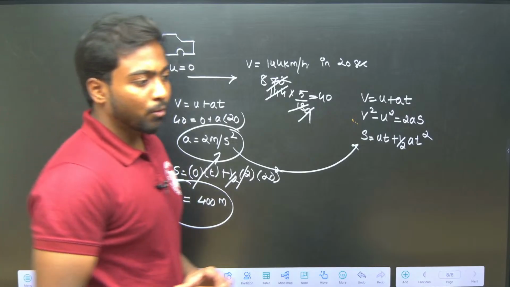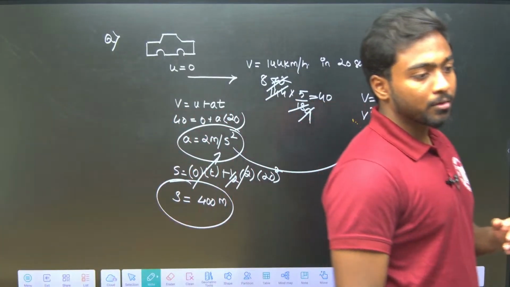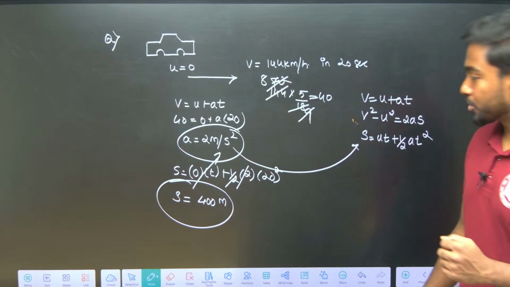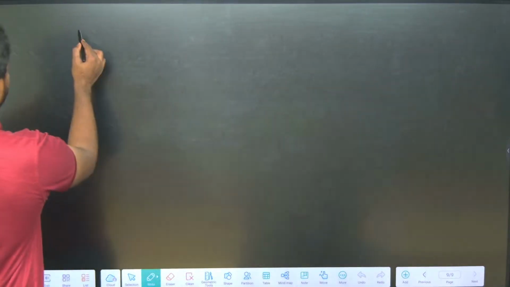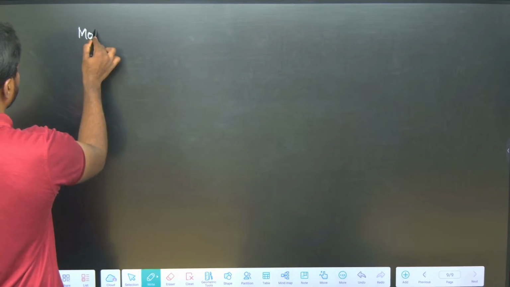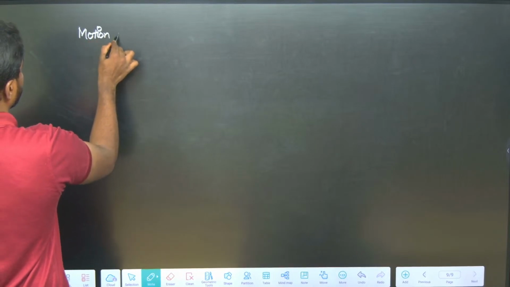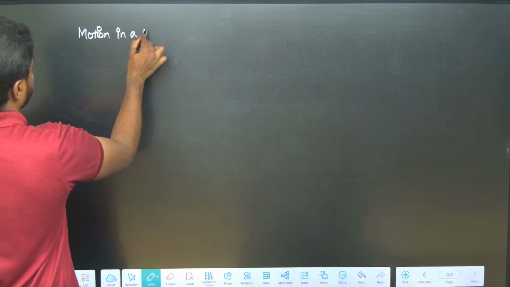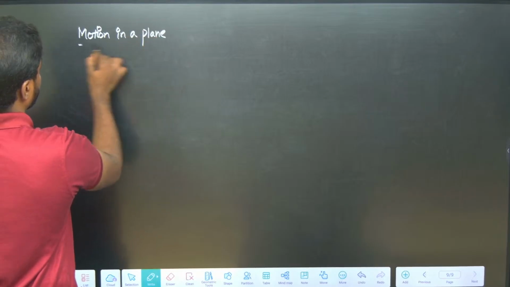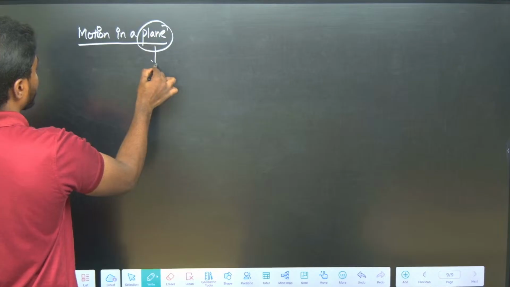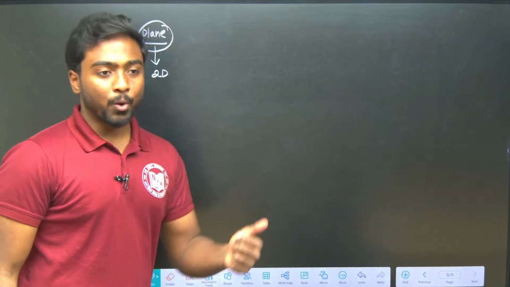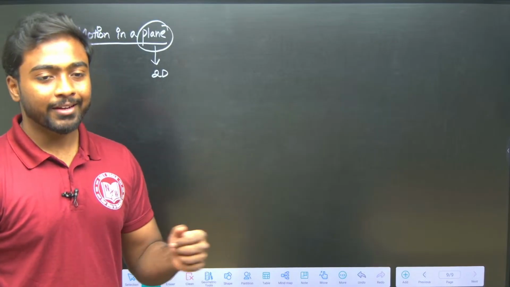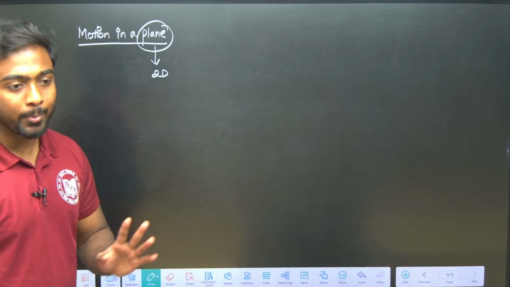Right. So now we will go for the topic that is motion in a plane. Motion in a plane is nothing but motion in a plane. For this we are discussing two dimensions, x and y, or y and z, or z and x; either two axes we will consider.